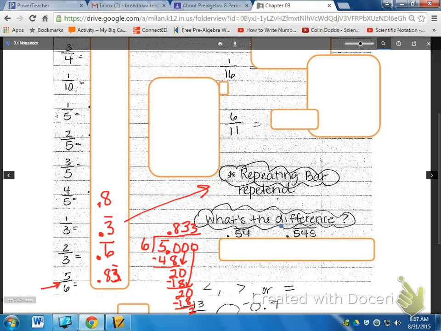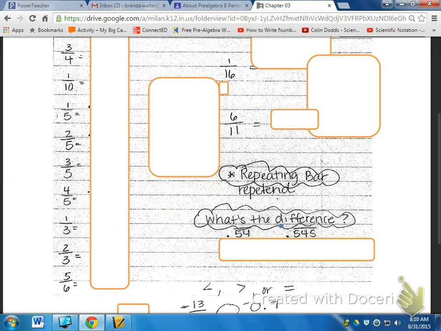All right, questions about that? So that list is pretty clear cut. Maybe the 5/6 is the problem, but other than that, you should know those all just right off the top of your head. They're very common fractions.